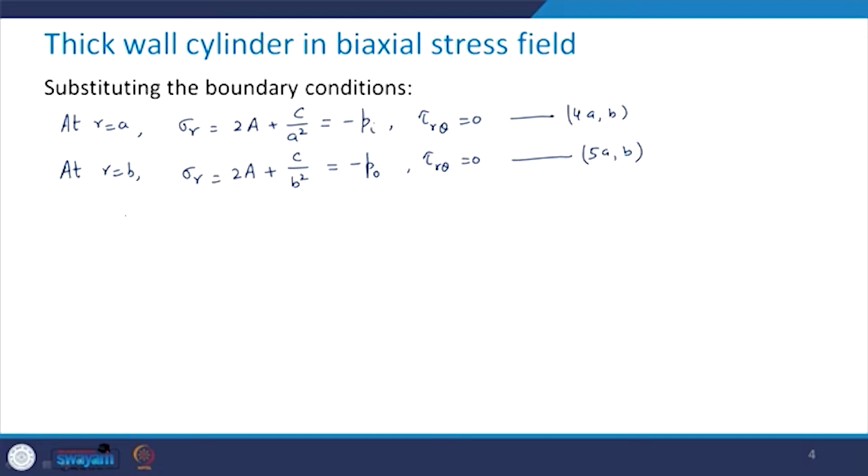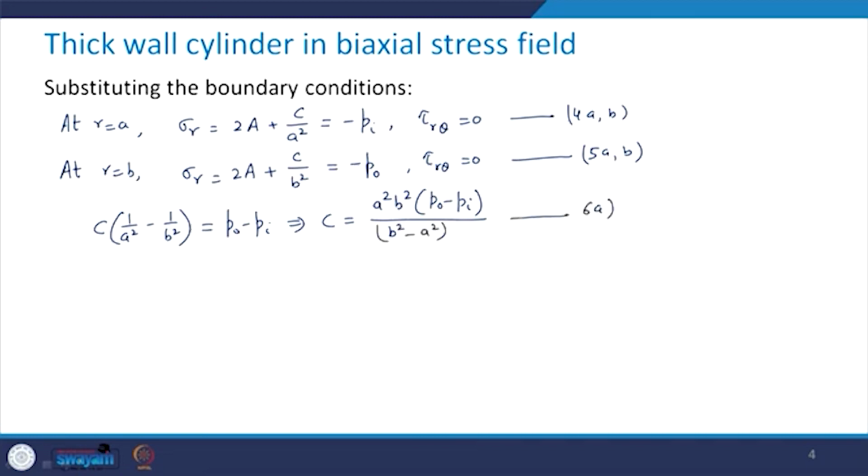So, that is what c into 1 upon a square minus 1 upon b square, we can write it as p naught minus pi. Just substitute these two equations, and from here you will get c as a square b square into p naught minus pi divided by b square minus a square, that is 6a.